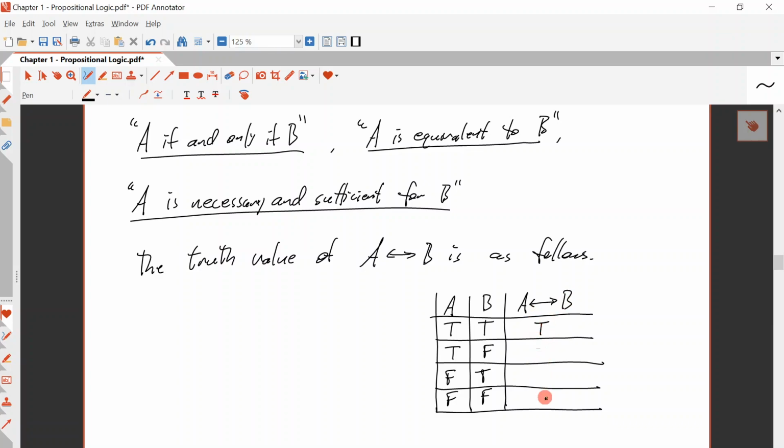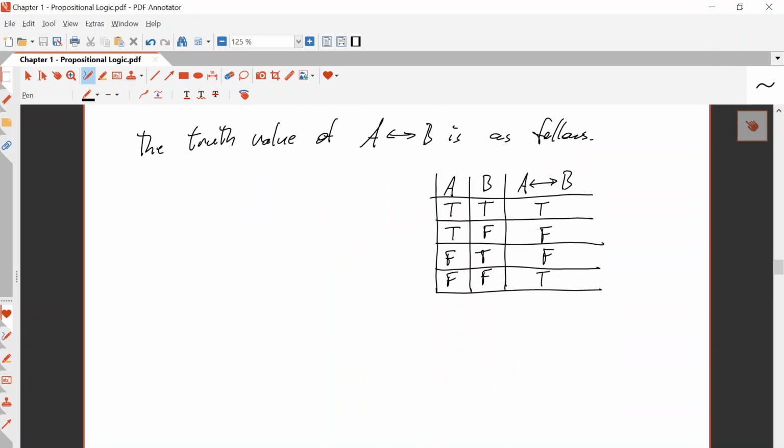So logical equivalence means like equality in the logical sense. Both true, double implication is true. Both false, double implication is true. One true, the other false, double implication is false. So it's equality of logical value. Both true or both false, then we're true. One is true, the other is false, then the double implication is false.